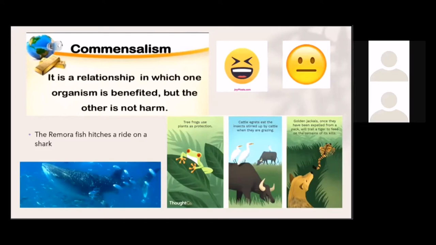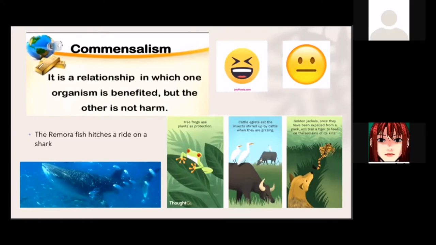I'd like to call Plume. Hello, Plume. I think Plume is here. Can you read this one for me, please, Plume? It is a relationship in which one organism is benefiting and the other is not harmed. All right, thank you so much.